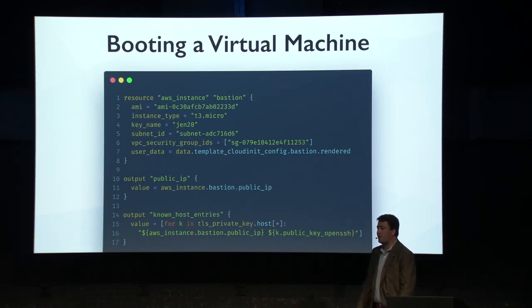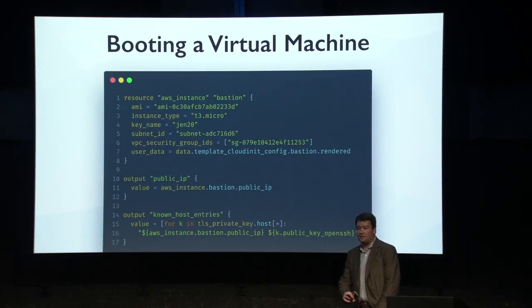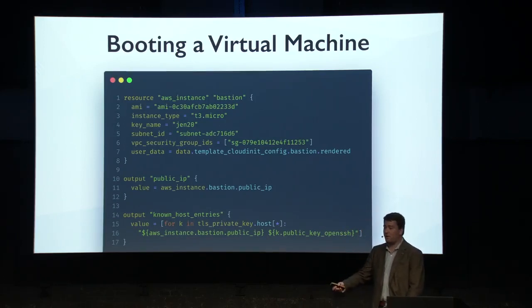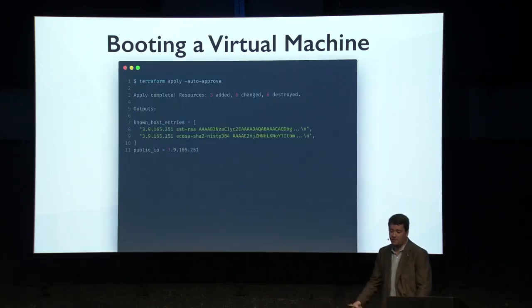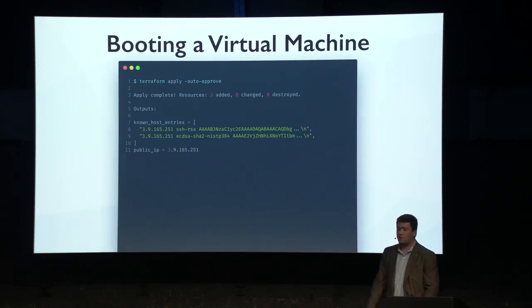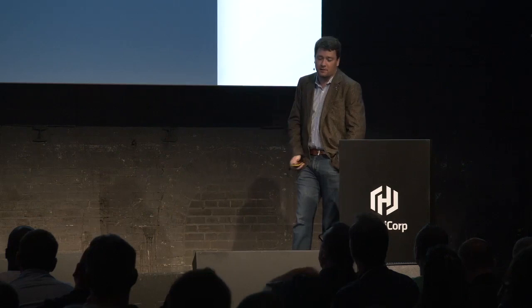And then we can do 2 more things. We can provide the public IP of the machine, and we can format the known host entries that we need to put into our file so that we can connect into the instance. So let's run this. If we apply, these are our outputs. So we have the public IP of the machine, and then we have 2 entries that we could go and put into our known host file, truncated slightly to make them fit.